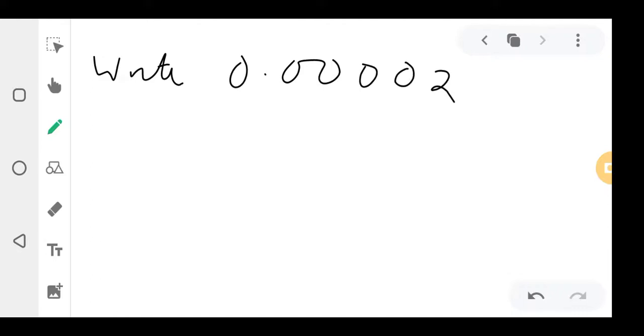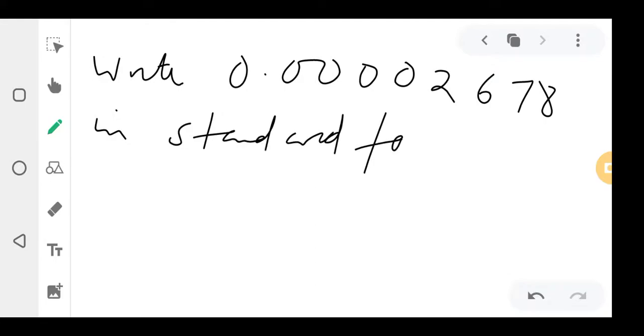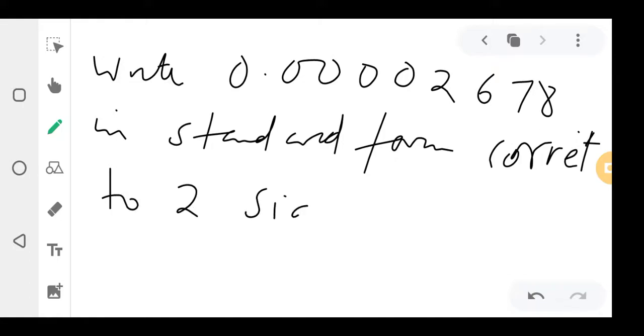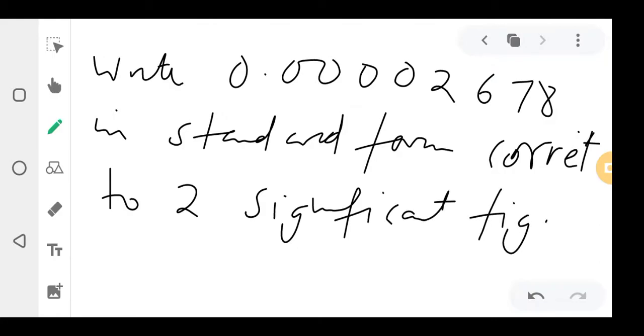For example, if they say, write 0.00002678 in standard form, correct to two significant figures. They can say 3 significant figures, they can say 4, any number, they can say 5 significant figures.